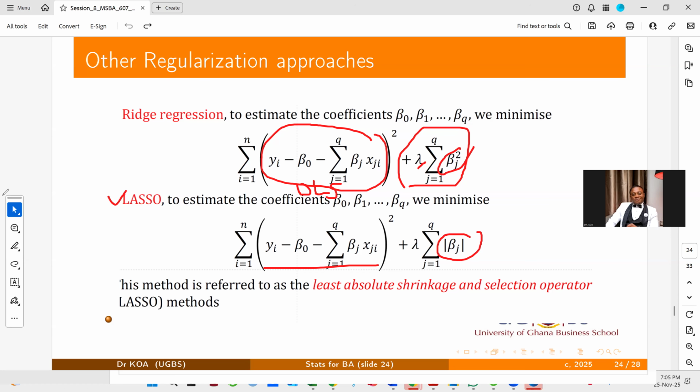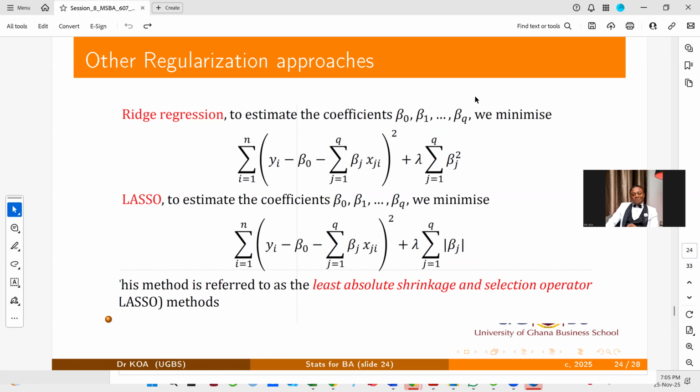But there's a third one that combines the two. You see, this first one just took the sum of beta squared. This one took the sum of the absolute value of beta. That's what it's actually taking. And now the elastic net is going to add these two together. Watch it.